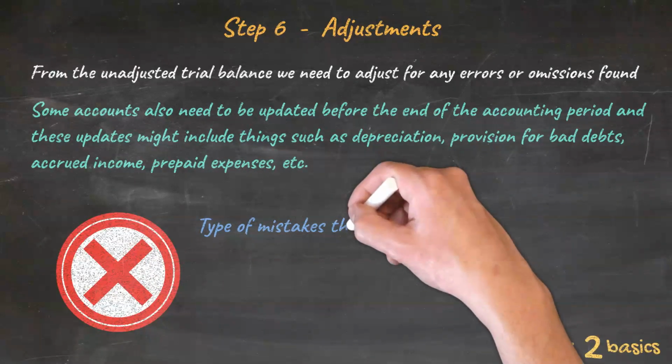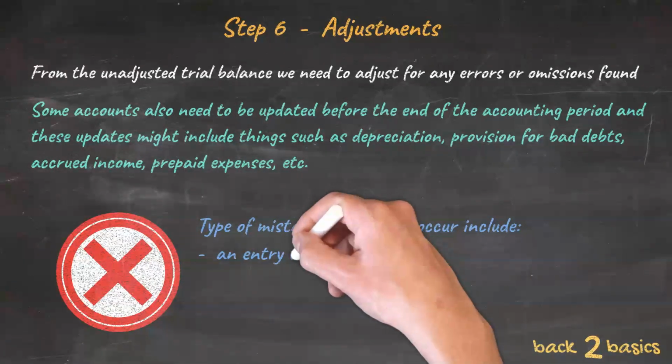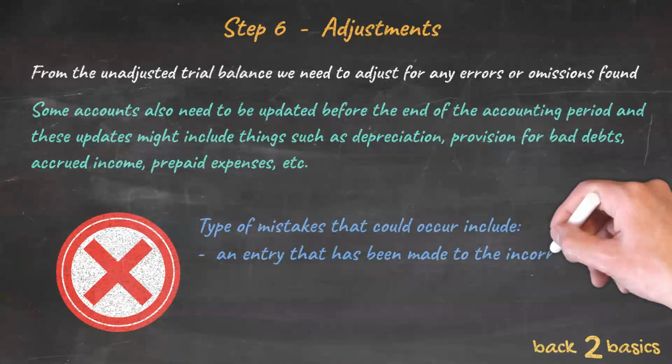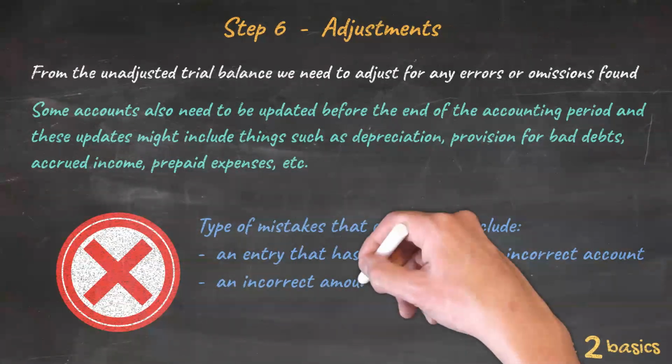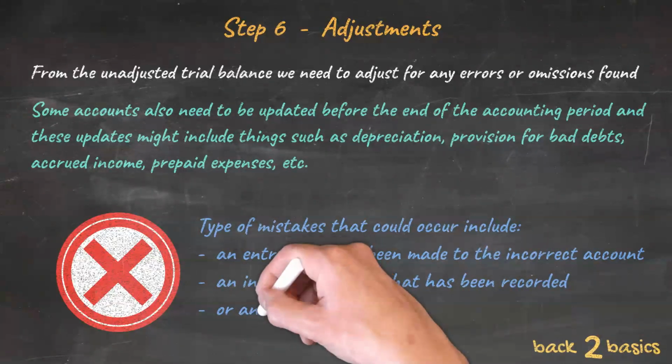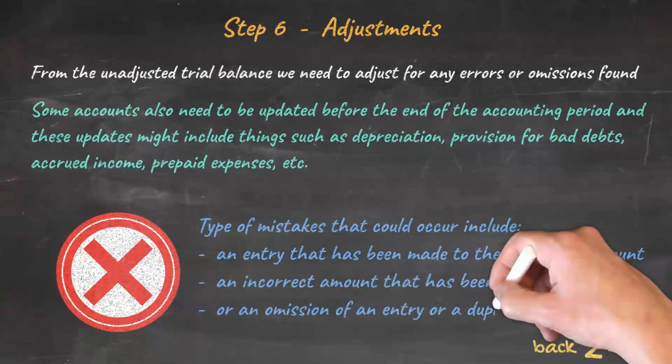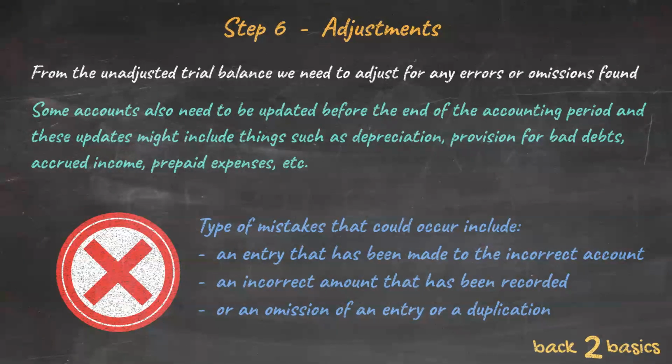The types of mistakes that could occur include an entry that has been made in the incorrect account, an incorrect amount that has been recorded, or an omission of an entry or a duplication. To correct a mistake, you first need to identify the incorrect entry, then determine the correct entry. You then compare the two and adjust for the difference. Or you can completely reverse the incorrect entry and then record the correct entry.